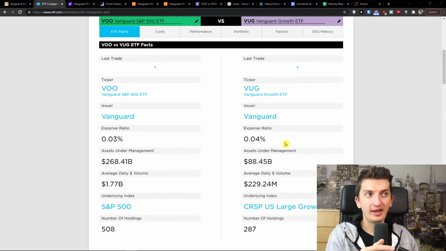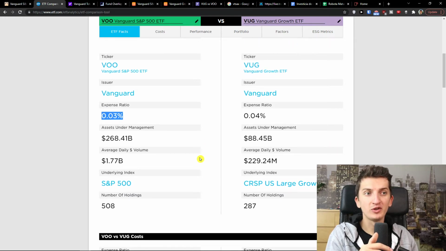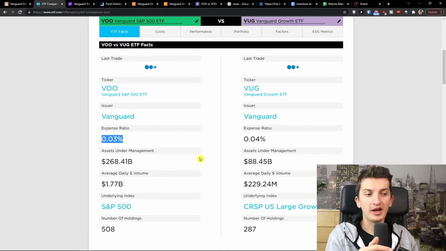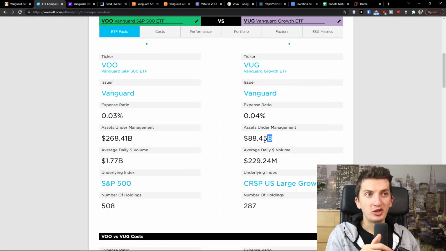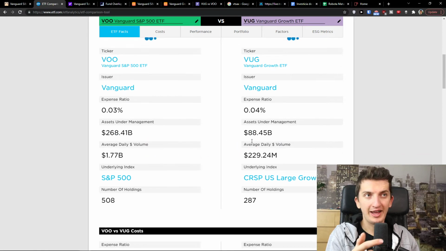Expense ratio is a little bit higher on VUG, 0.04, compared to VOO 0.03. Now VUG is a Vanguard growth ETF, so you shouldn't focus on VUG when you want to make a dividend yield. And I will show you exactly why, the differences in numbers. You see right here, assets under management are lower in VUG compared to VOO. Also, average daily volume, again lower.